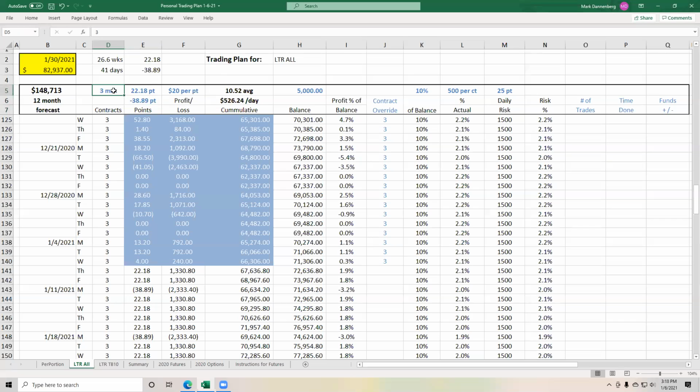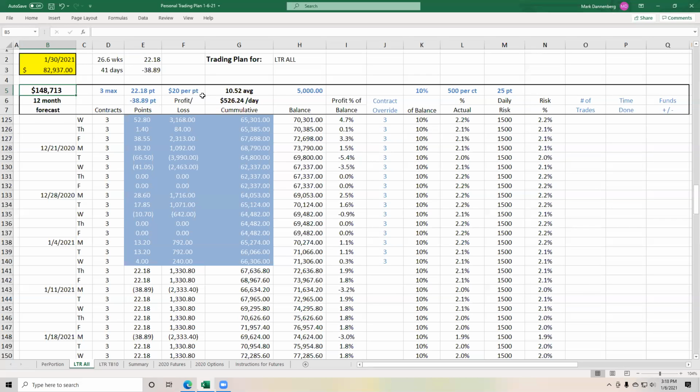We are trading 3 contracts, and I'm going to come back to why 3, why not more. We'll come back to that in just a moment. Basically, if we are going to continue at the same run rate that we've established in the first 6 months, our income over a 12-month period is projected to be $148,713.